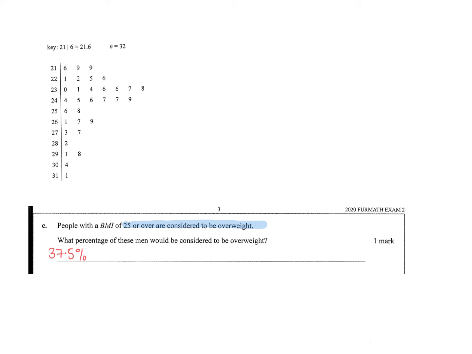Okay, people with a BMI of 25 or over are considered to be overweight. What percentage of these men are considered to be overweight? So of these men, once again, when you're working out a percentage, do percentage equals an amount over total.